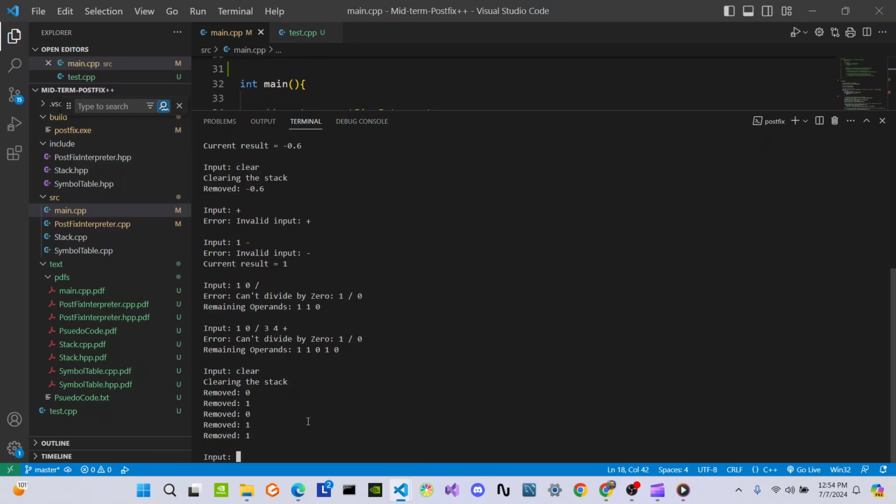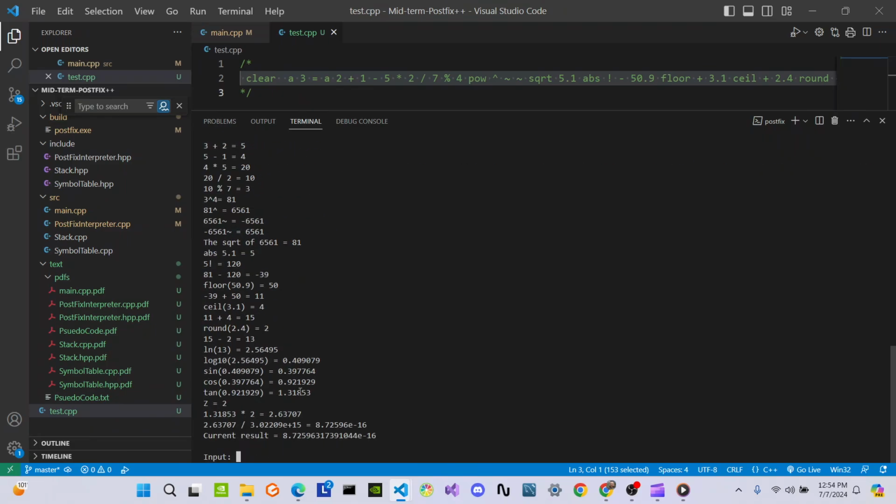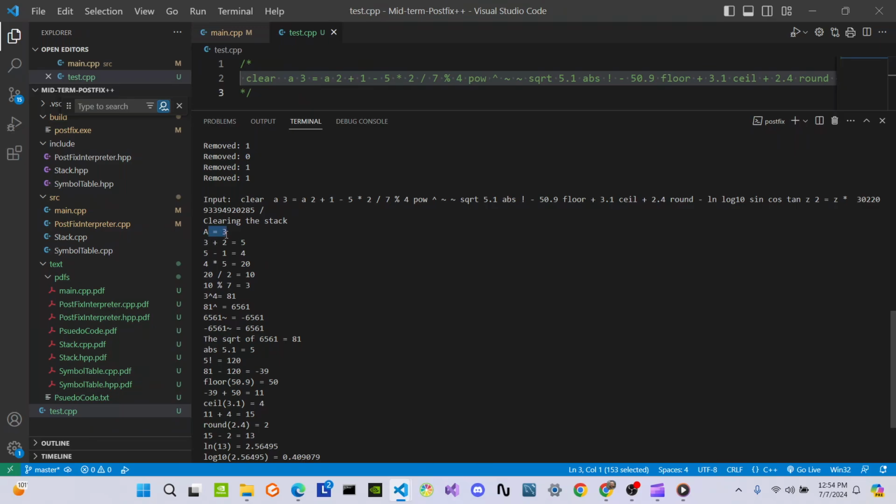Okay, so clear. We cleared everything off the stack, so we're nice and fresh. I've got a big complicated expression that will showcase everything the app can do. So it can do assignment. This is just for testing purposes essentially. So it can do assignment, addition, subtraction, multiplication, division, modular arithmetic.